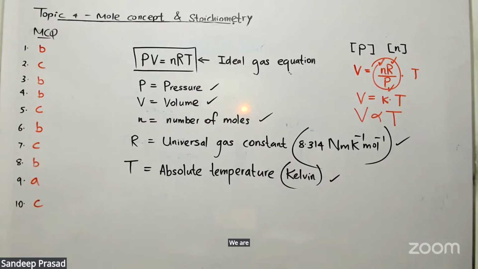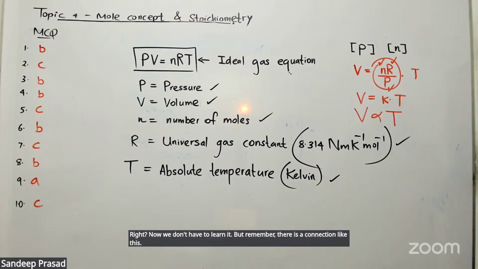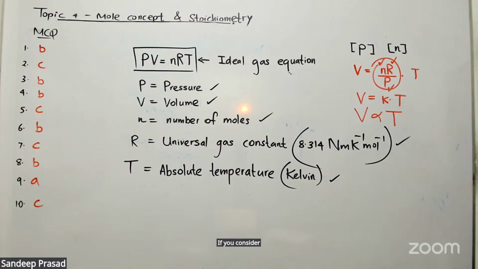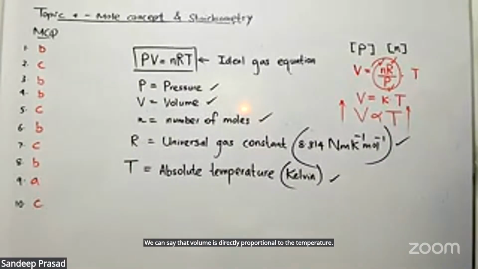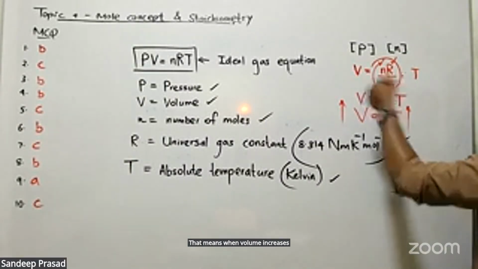We are learning this one as Charles' law, right? Now we don't have to learn it, but remember there is a connection like this. If you consider an ideal gas, when pressure and the amount are constant, we can say that volume is directly proportional to the temperature. That means when volume increases, temperature is also increasing.